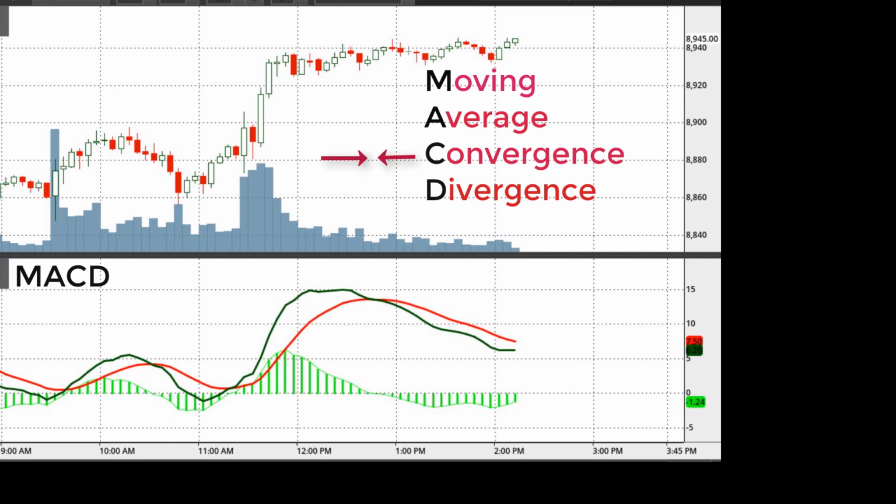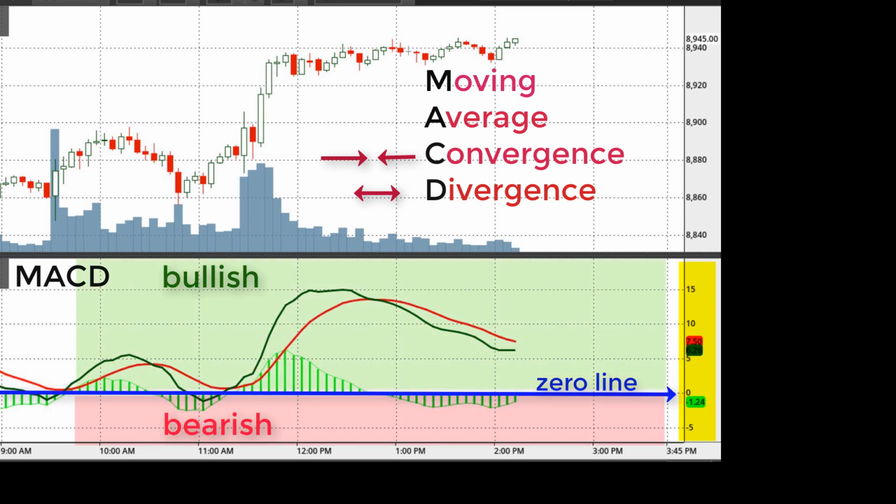Convergence, of course, means when things come together, and divergence when they go apart. And we're talking about the red and green lines here in the bottom pane for the MACD indicator. Another important thing about this chart is the scale over on the right. You see the zero line. Now, as long as both the lines, the red and the green, are above the zero line, we have a more or less bullish or positive momentum indicator.